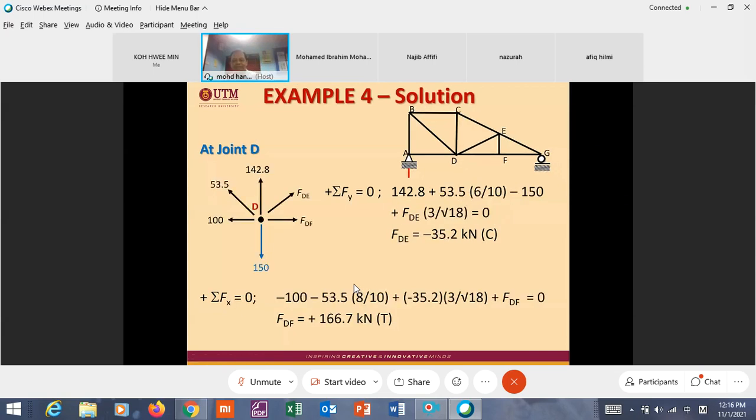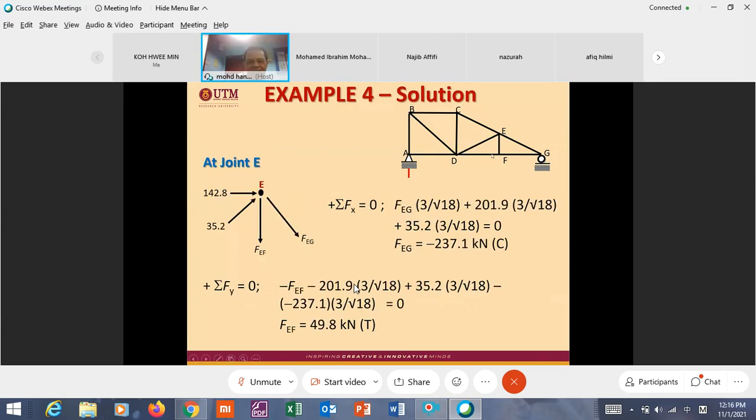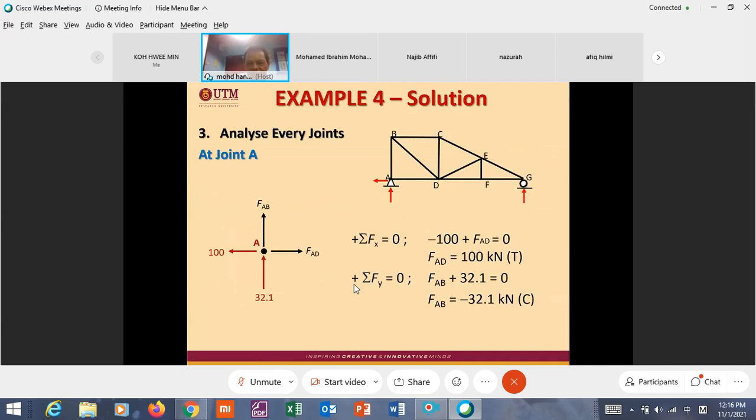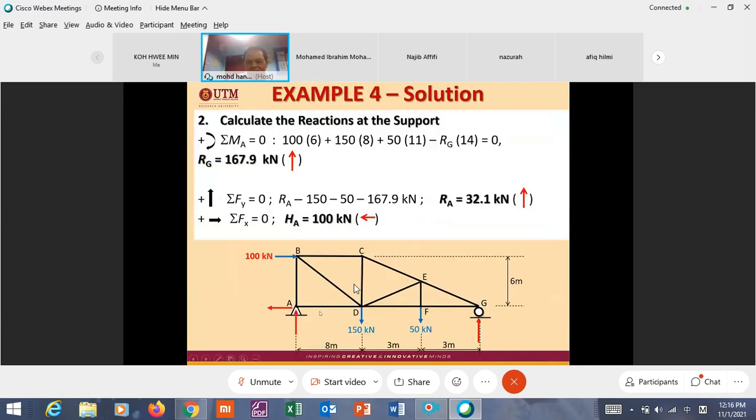Okay, now you go to joint D, then you can determine DE and DF, and then now you can go to E or to F, any joint. Okay, when you go to F, oh, you have a load here, 50.